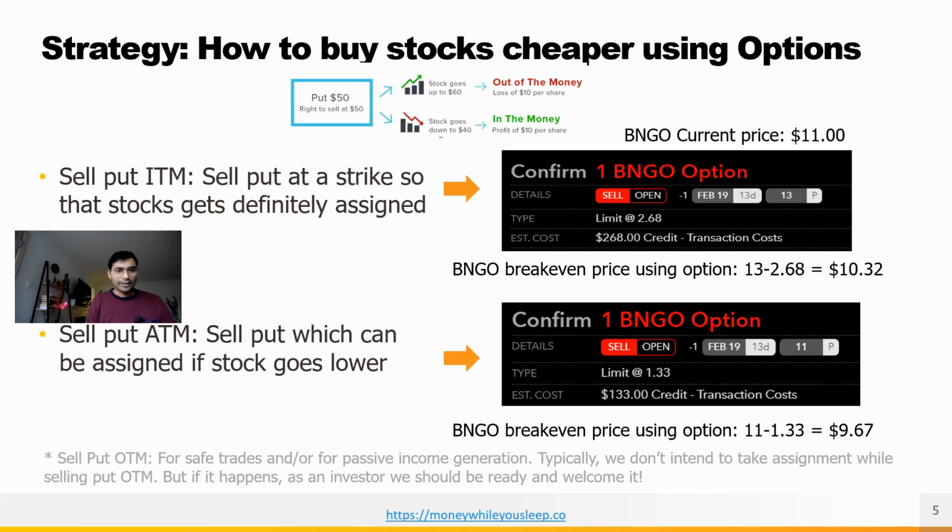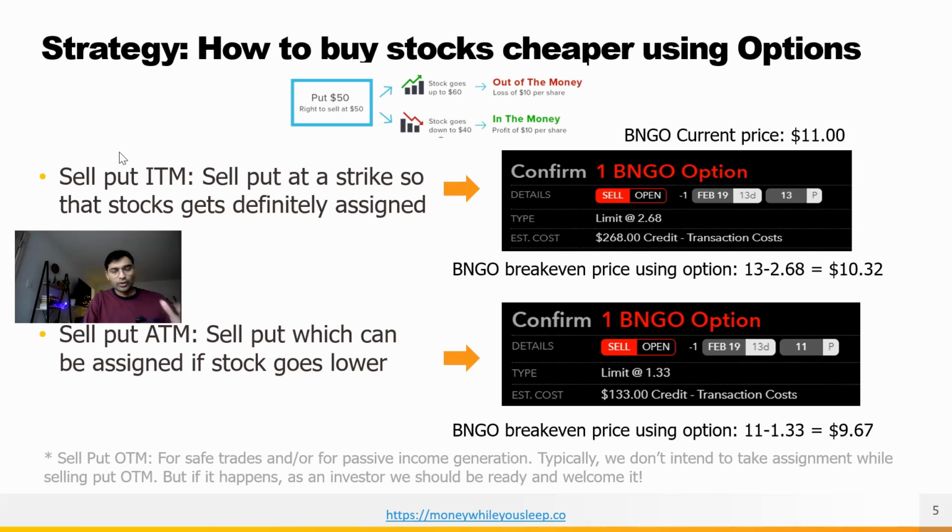It's highly possible, right? So sell put OTM, which I use most of the time, is mainly meant for safe trading or passive income generation. It may not let you get the stock assigned. So typically we don't intend to take assignment while selling out of the money puts because it won't happen. But if it happens, it's really great. I mean, you're going to get the stock at a very low price. So it's also good if it happens. But many times it does not happen.